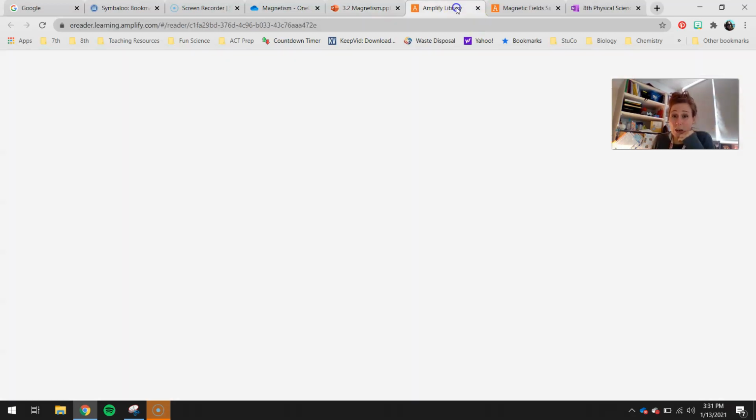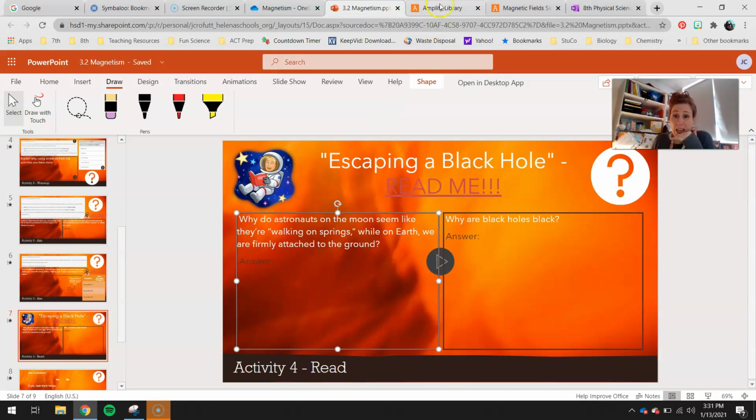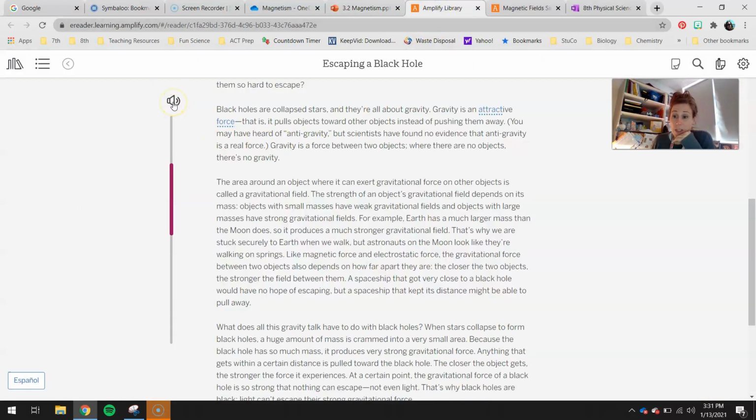You do not have to highlight or read this article. It looks like that. So just read. Again, remember that Amplify will read the story to you if you choose to go that route.